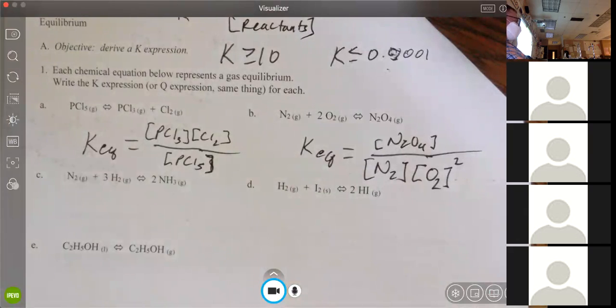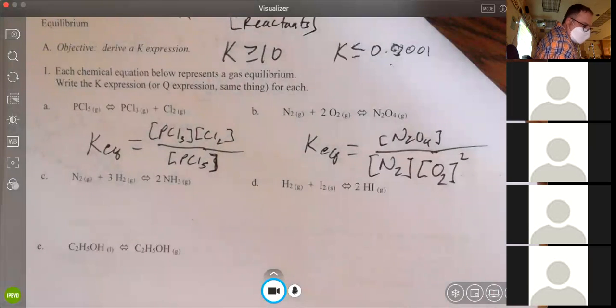But we include it in the ones down here, in C and E with aqueous. We include it there because those are acid-base reactions. Hydrogen is a huge part of acid-base reactions. So water is actually being broken up into H plus and OH negative. That's why we need to include it. Yeah, I'm on the same page.